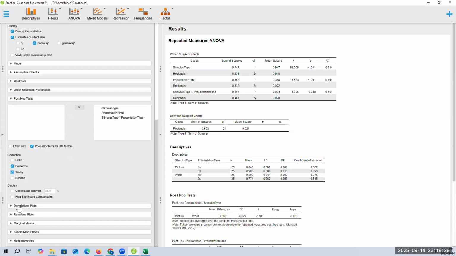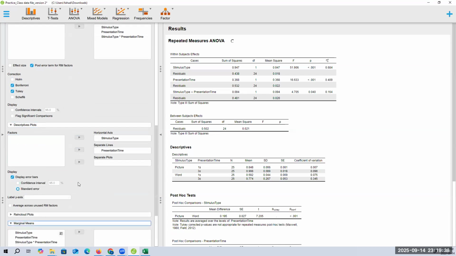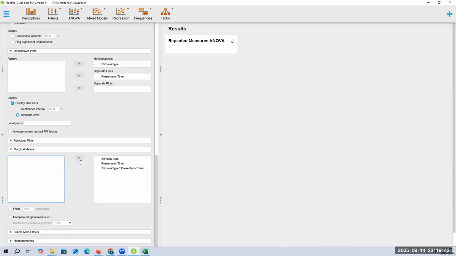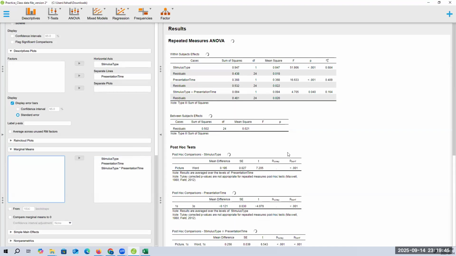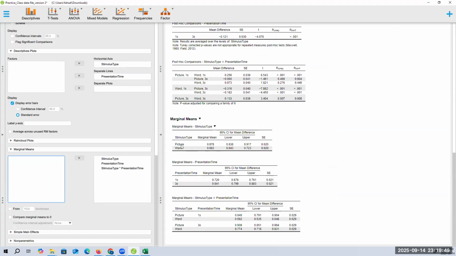Now, I usually use Bonferroni and descriptive plots. You can move that over just to see more visually where the effects are present. Marginal means, this is very important because it relates to each of your hypotheses. So if you want to look at stimulus type, for example, these are the marginal means. So it looks like for pictures overall, there's higher recognition compared to the words because we are only looking for accurate responses, not accurate inaccurate. So pictures are recognized better than words.